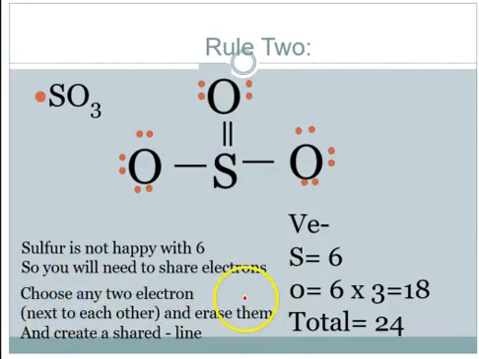All right, so choose any two electrons. It doesn't matter. Make sure you choose two that are next to each other. You erase them and you create a shared line. So when you did it, you could have shared those electrons, or you could have erased these and shared them. You have to pick one pair, it didn't matter which pair you picked, and share them.